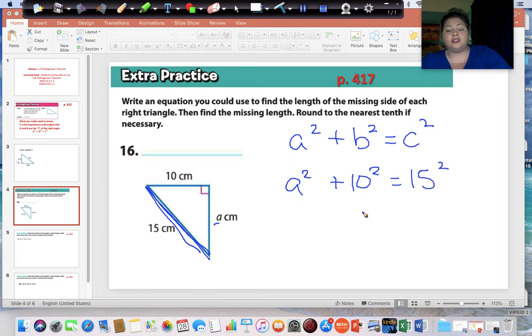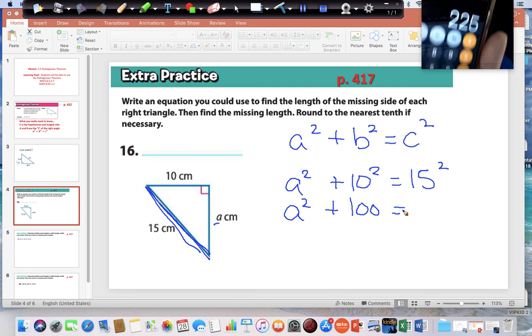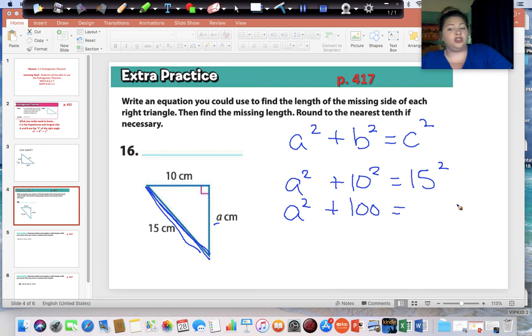So 15 squared. So now we are going to do 10 squared, which is 10 times 10. That should be easy, right? 10 times 10 is 100. Okay, and then 15 times 15. If you're not aware of what 15 times 15 is, just put it in your calculator. 225. Oop, how about 225, not 25? Okay, 225. And to solve this problem, remember we have to get A squared by itself.